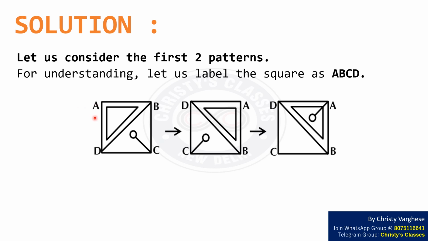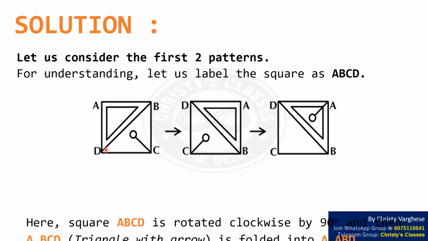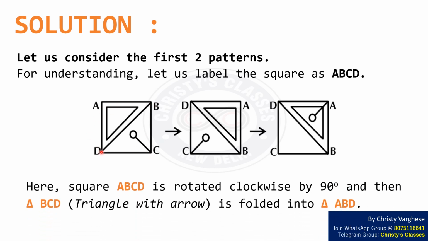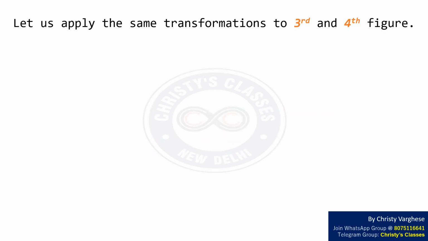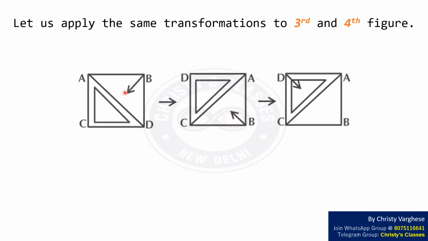For understanding, let us label the square as ABCD. Here, square ABCD is rotated clockwise by 90 degrees and then triangle BCD is folded into triangle ABD to get this figure. Now, let us apply the same transformations to figures 3 and 4.